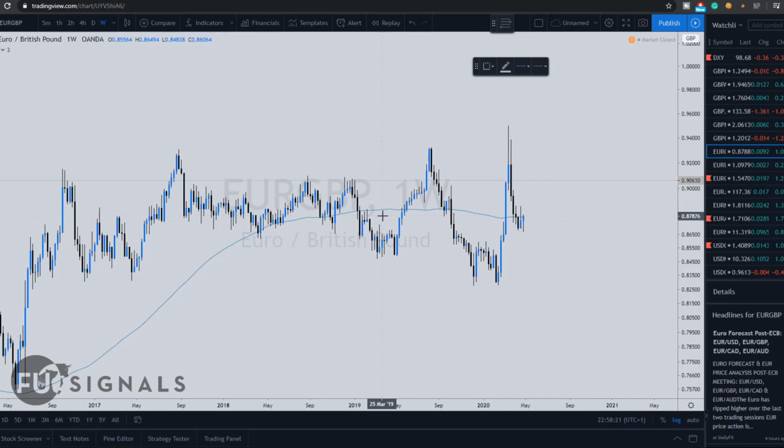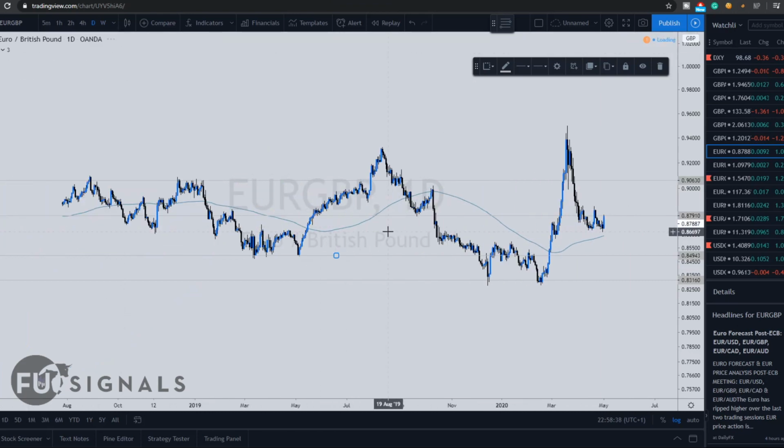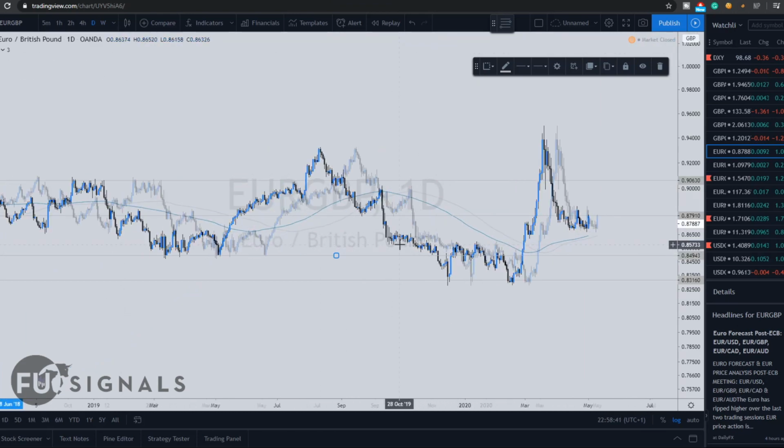I genuinely do think that there's a reaction level around this level. See all these wicks through it. Another one would definitely be around here, right? This sort of support, very strong support on a weekly. And one more would be right here, all these weeks right here. And we can take a look at the daily time frame and see if we have any stronger areas that we could mark out.